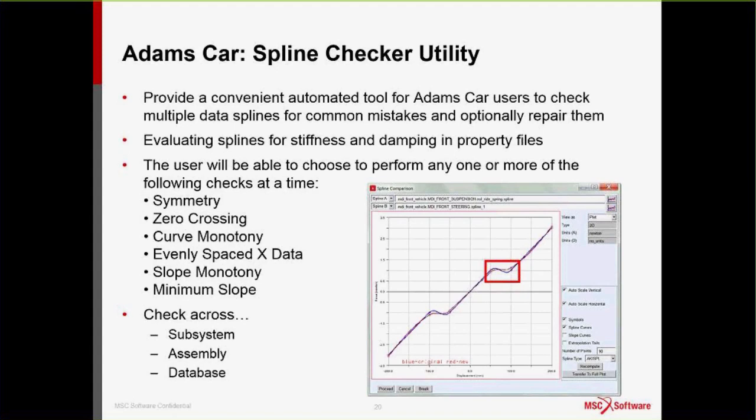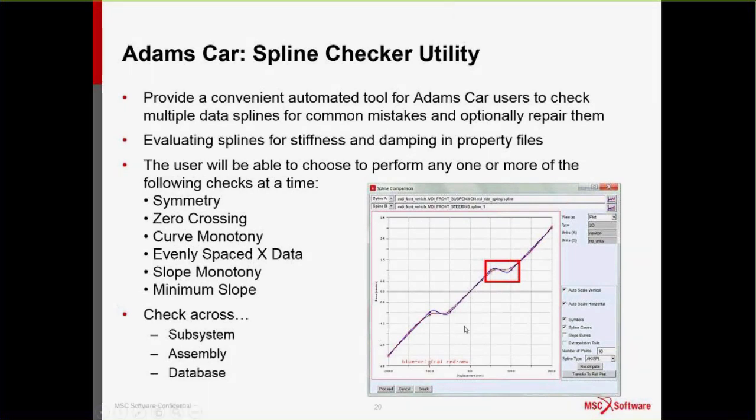Depending on the component type, you may need to enforce that the spline is symmetric, or that it crosses zero, or that it monotonically increases, or that the data is evenly spaced in X, or that the slope monotonically increases, or that there's some minimum slope. So all these things are errors that an inexperienced user may not be paying attention to, or when you're importing data, you may have some data that's not exactly clean in that regard. And so this will check all of the splines in a subsystem, or all the splines across an entire assembly, or even across an entire database for you, flag areas where you see these problems, and then in some cases it can optionally repair those.